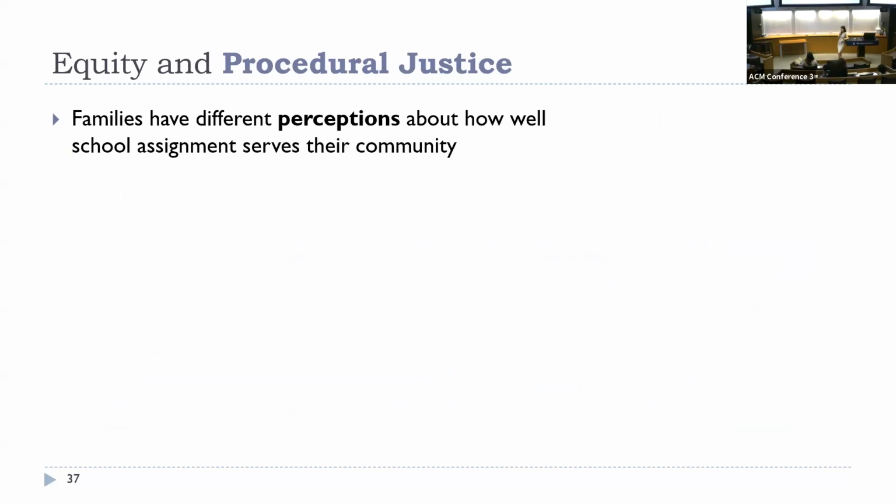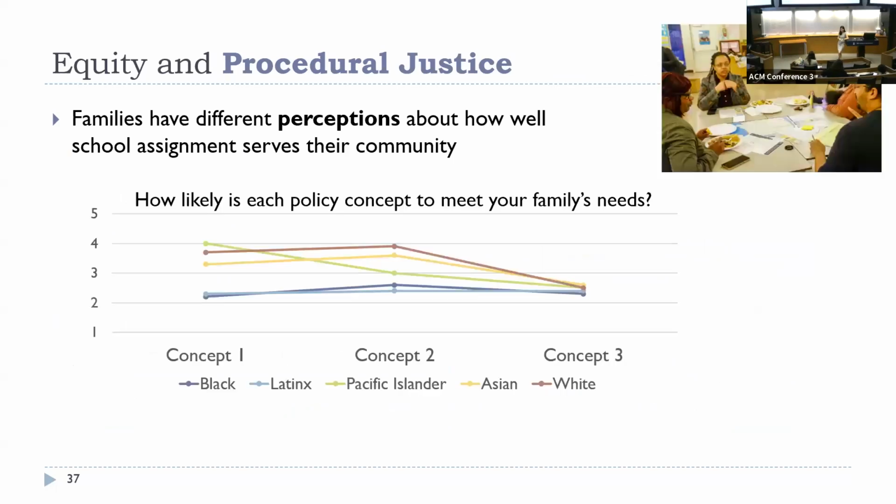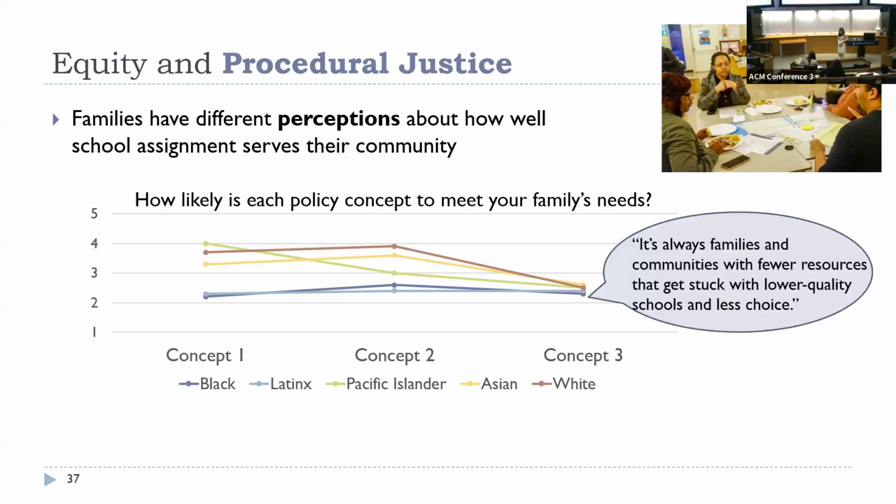Okay, this one is more just a call to action. Equity and procedural justice. Families have different perceptions about how well school assignment serves their community. So for example, this is taken from one of the community engagement sessions in 2018-19. Families were asked, how likely is each of these concepts, 1, 2, or 3, to meet your family's needs? And I've grouped their responses here by their racial background. And you can see that the Black and Latinx families basically rated all of them below 3.